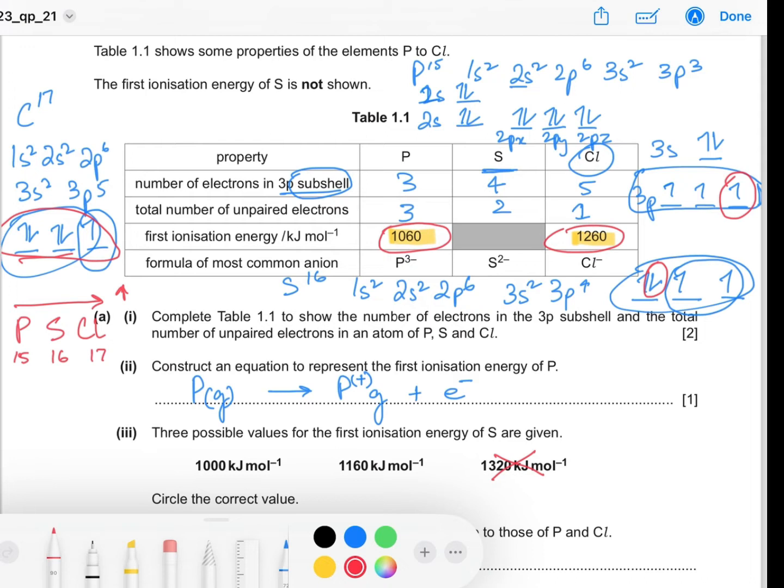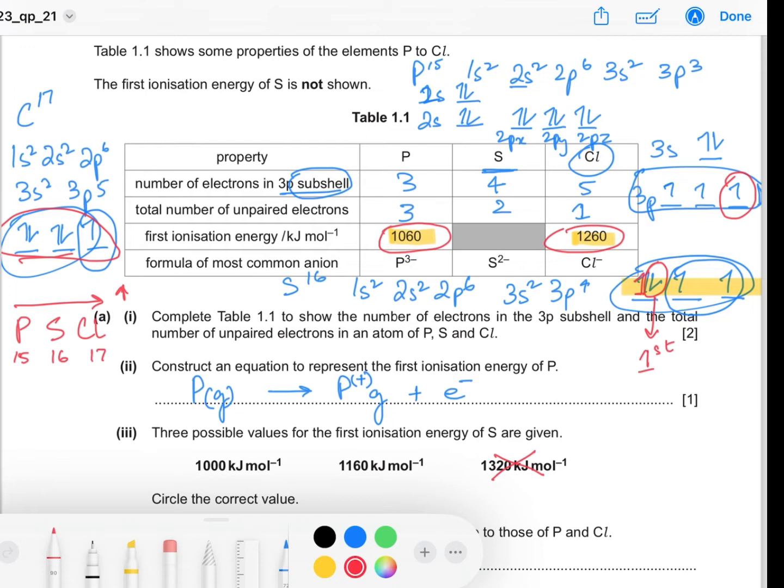And if you were to follow the trend, sulfur would have a higher ionization energy than phosphorus. However, that's not the case. Sulfur in fact has a lower ionization energy than phosphorus, because the first electron that's removed from sulfur is removed from a pair of electrons in the 3p orbital. So this one over here, as I circled, is the first electron that you remove from sulfur, and it's paired up with another electron.